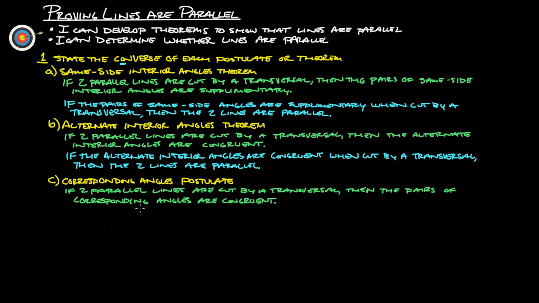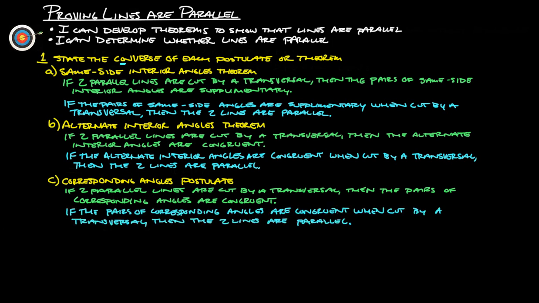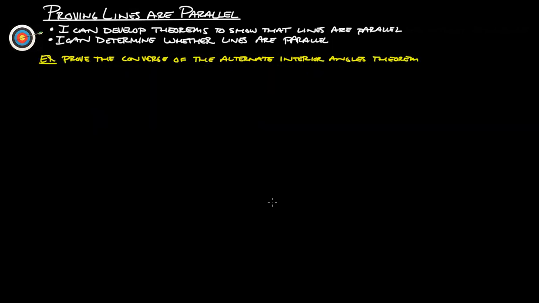Okay, and then corresponding angles postulate. That one states if two parallel lines are cut by a transversal, then the pairs of corresponding angles are congruent. So then we would say if the corresponding angles are congruent when two lines are cut by a transversal, then that means that the two lines are parallel. Okay, so there's that one there. Okay, moving on. We're going to prove the converse of the alternate interior angles theorem.